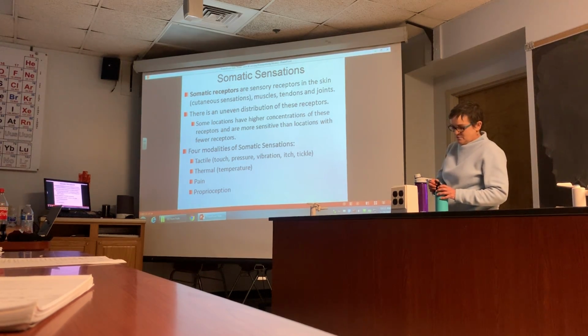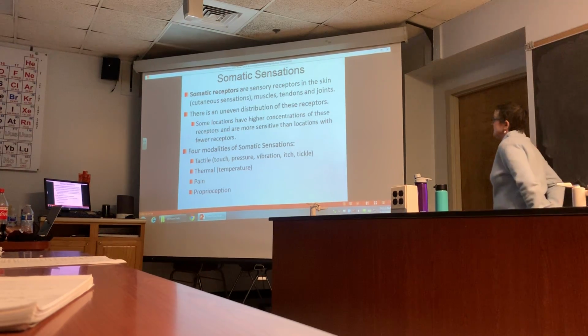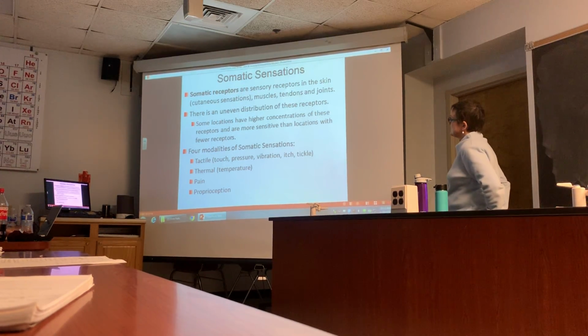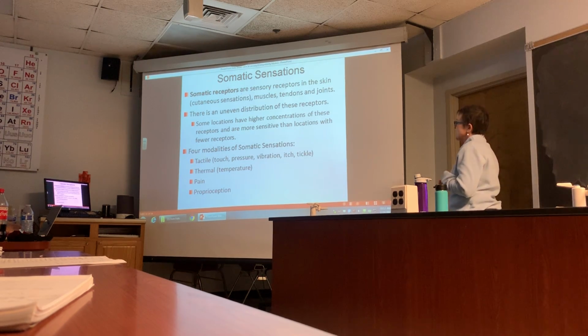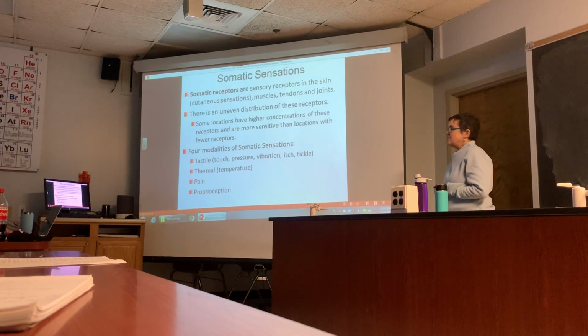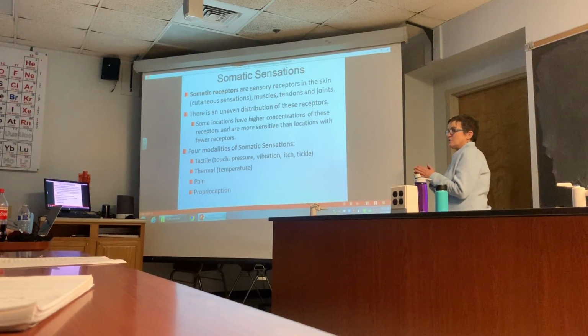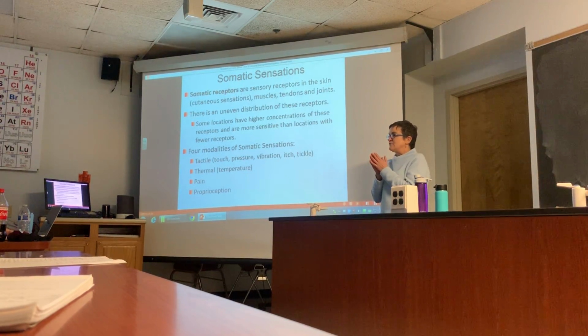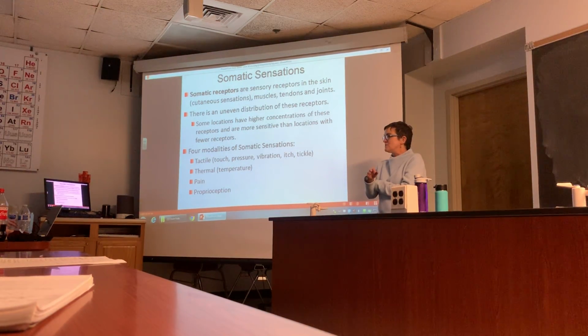Now we're going to look at somatic receptors, which are sensory receptors in the skin, in other words, cutaneous receptors, muscles, tendons, and joints. And as we were talking about in terms of sensitivity, there is an uneven distribution of these receptors. Some places in your body have a high concentration of certain types of sensory receptors. Other places have fewer receptors. So places where you have more receptors, it makes sense you're going to be more sensitive. So like tactile or touch, you're very sensitive in your fingers and in your face, but you're not so sensitive in your arms and legs.